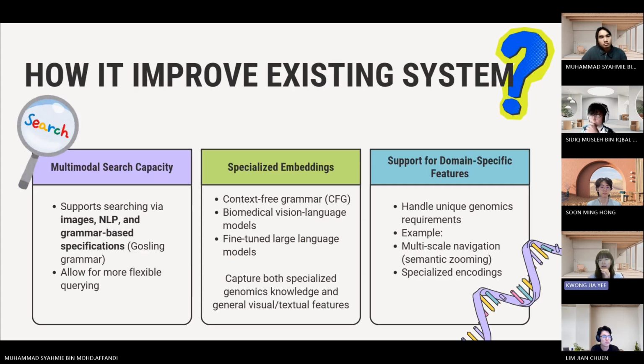It improves on existing systems through multimodal search capacity, allowing for more flexible queries. It also integrates 3 distinct embedding methods, which are context-free grammar, biomedical vision language models, and fine-tuned large language models. And lastly, it also supports domain-specific features.